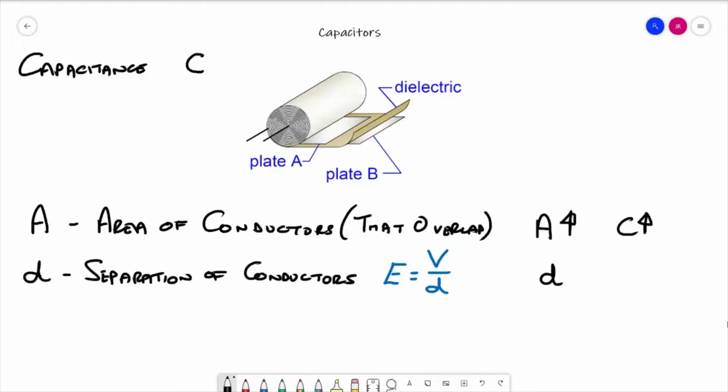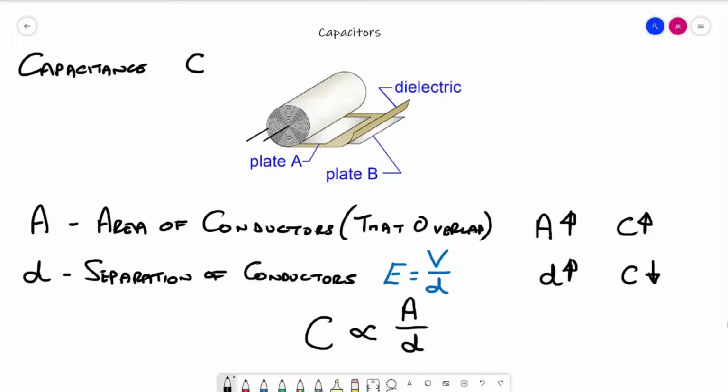So as D increases, the capacitance will therefore decrease. Now, when we combine those two ideas into an equation, at least into the start of an equation, the capacitance of the capacitor will be proportional to A over D.